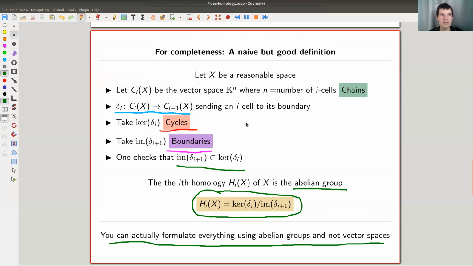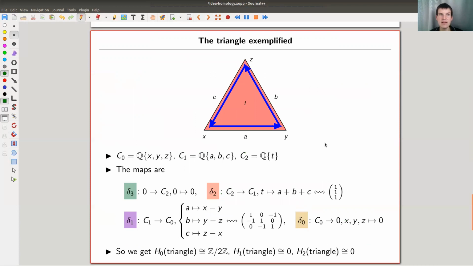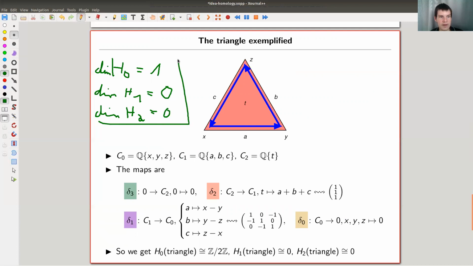How does this look in practice? Let me give you an example. So the triangle, we wanted the triangle to be trivial, right? The triangle should have no holes at all, except that it exists. So what we want is H0 is one-dimensional. Let me write down dimension. Dimension of H1 is, so how many one-dimensional holes do you see? I don't see any. How many two-dimensional holes do you see? I don't see any. So that's what we want, and that's indeed what we get.